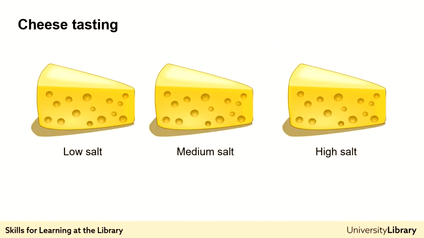Here is a more technical example. Imagine a very simple experiment where you ask 50 people to taste 3 different samples of cheese with different salt contents, low salt, medium salt, and high salt, and say which they prefer. The main conclusion of the experiment, the story, was that people preferred cheese with higher salt content, and that this effect was significantly higher in older people.